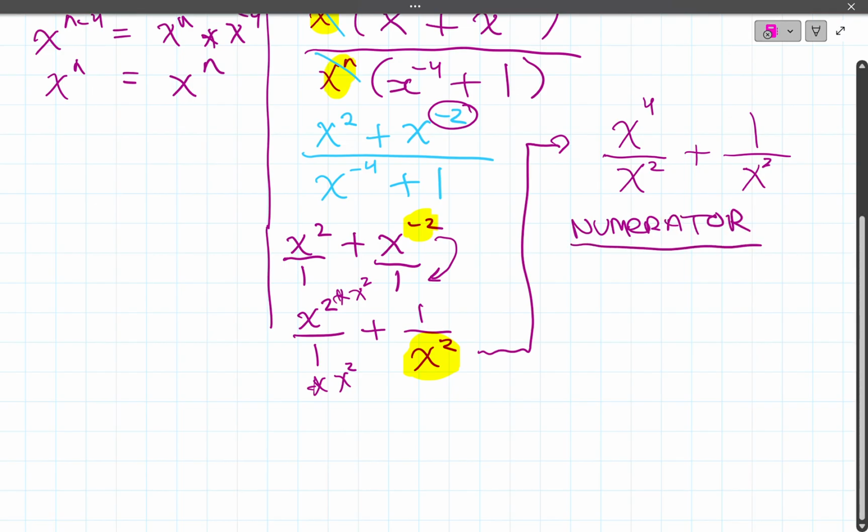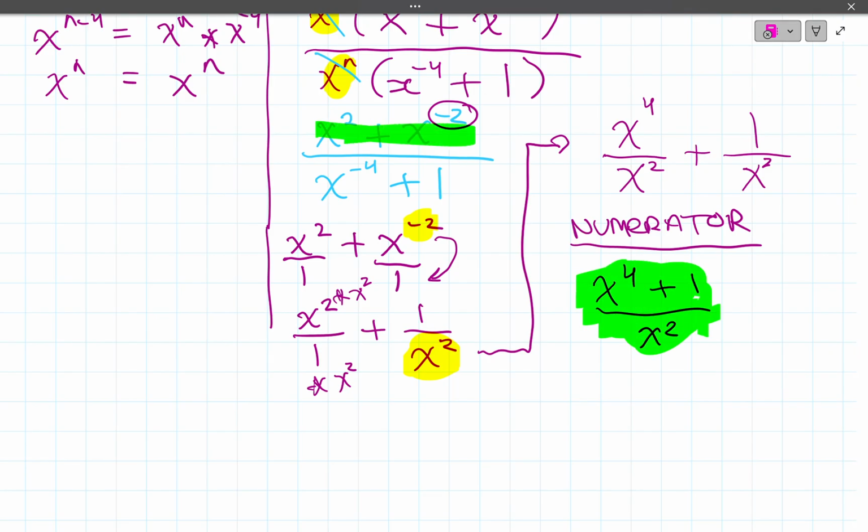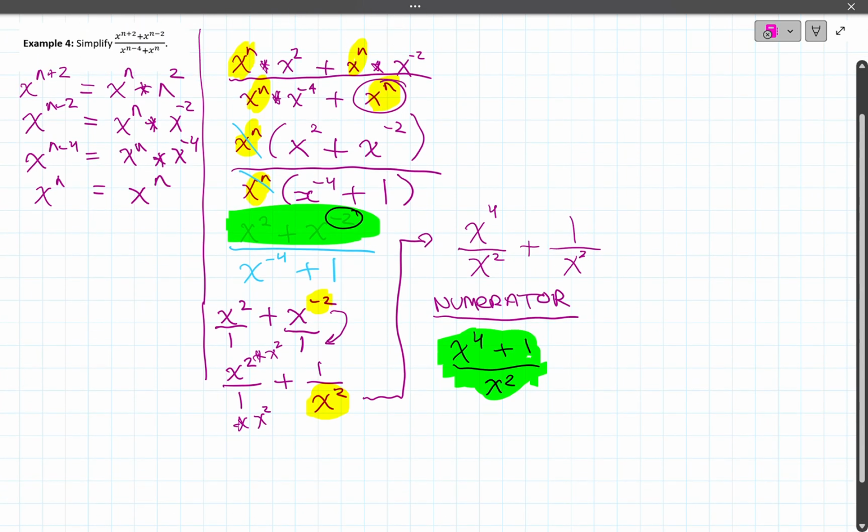Okay, so now that means in the numerator, I'm going to write numerator there so it's clear where it is. I've got x to the power of 4 plus 1 over x squared. So that's my first bit, and I'm just going to highlight that so we can see where that's going to go. That's the numerator. It will eventually go up there. It's just a different form of x squared plus x to the power of negative 2.